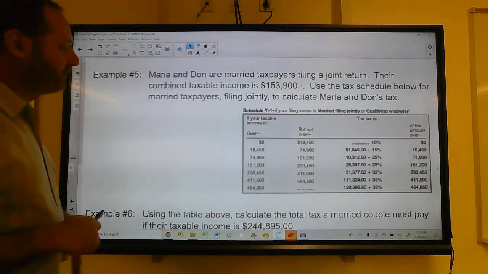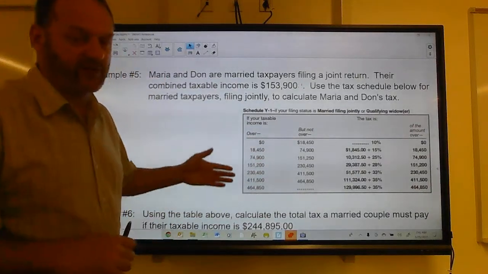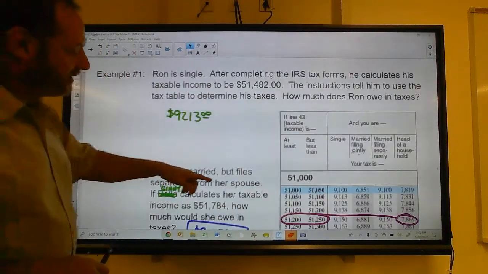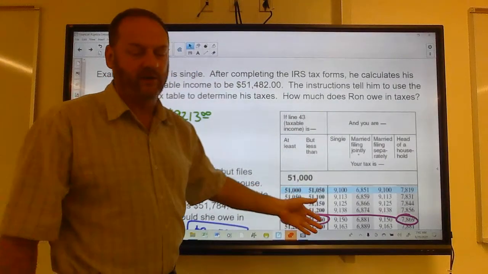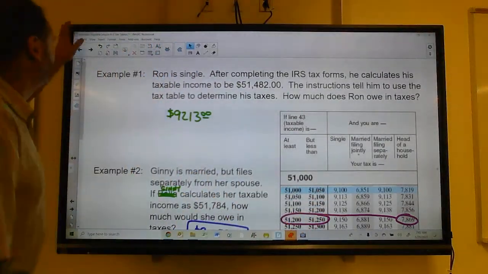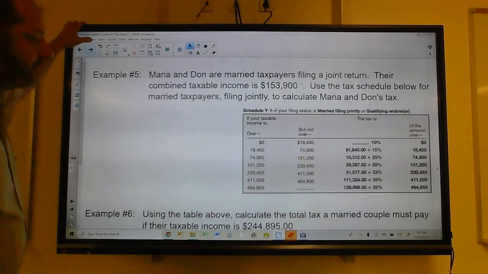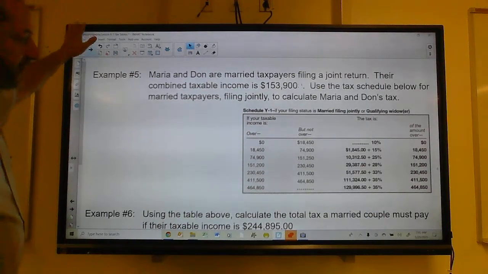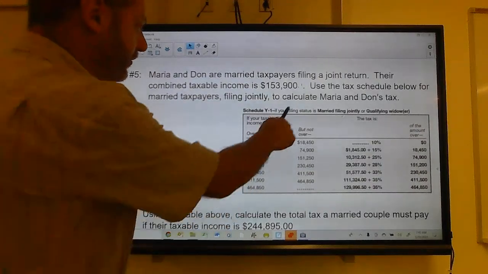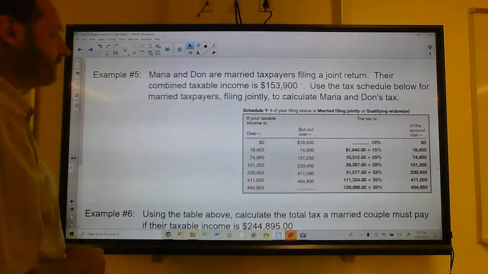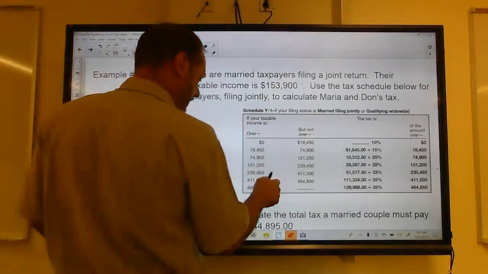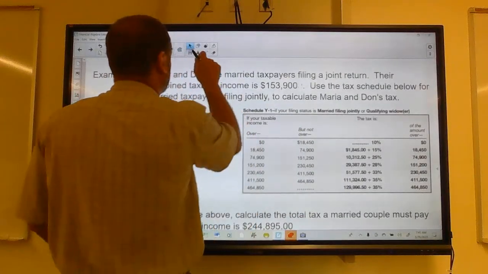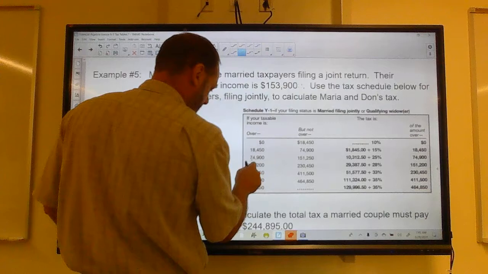Okay, so when you start to get up here in high incomes, if you look at the tax table back here, it goes by $50 ranges. Well, if you start getting way up there in income, that's going to take you forever to figure out. So what they do is they kind of give you a formula at that point. Okay, so married and filing jointly. This whole chart is for that. So they made $153,900. So that's going to be in this range right here.